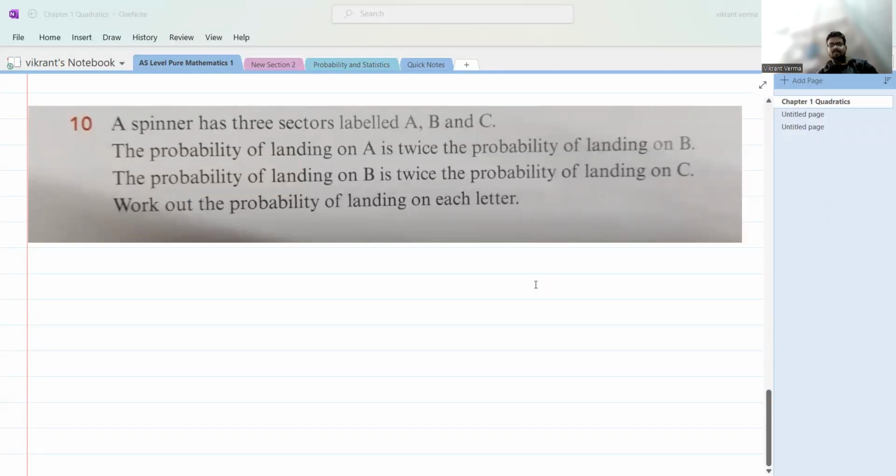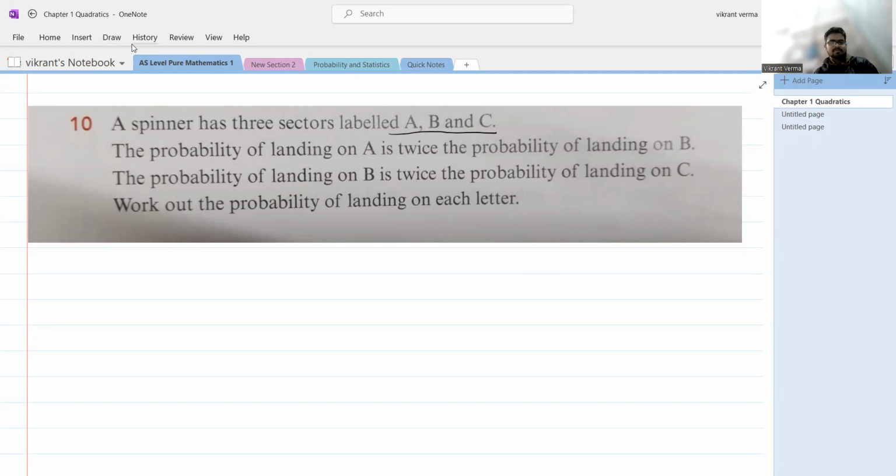Now the question is that a spinner has three sectors labeled A, B, and C. So it has how many sectors? It has three sectors: A, B, and C. The probability of landing on A is twice the probability of landing on B, and the probability of landing on B is twice the probability of landing on C.